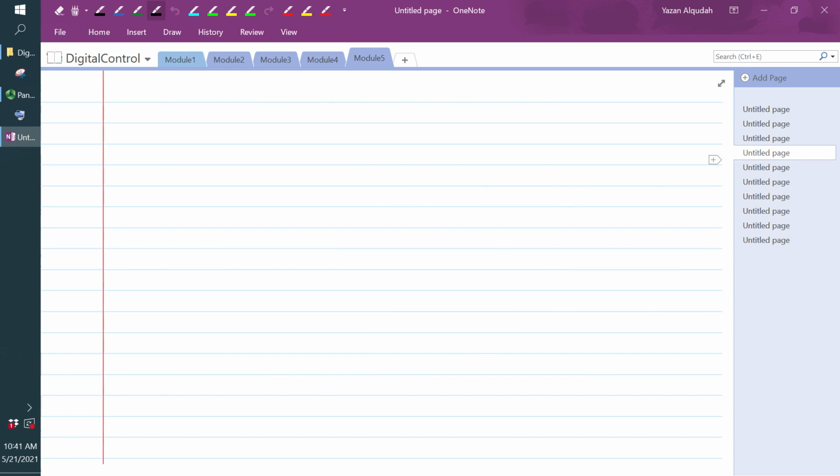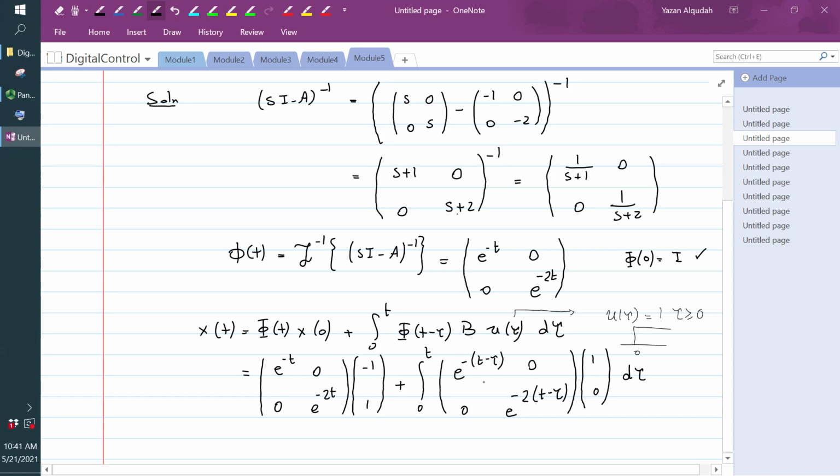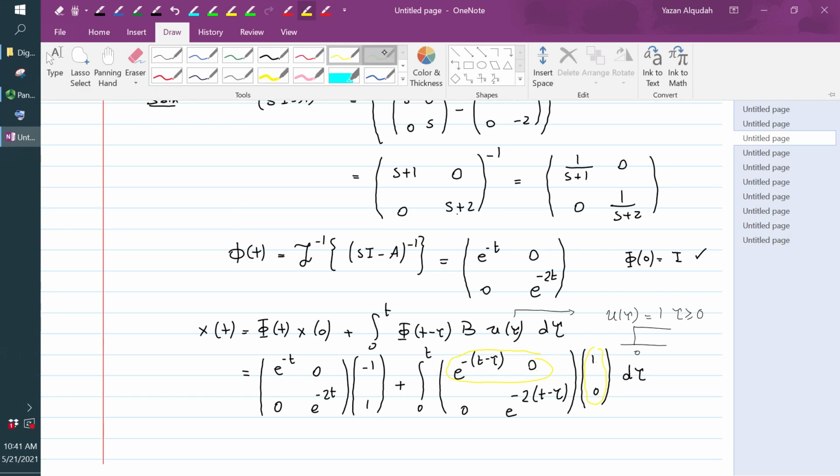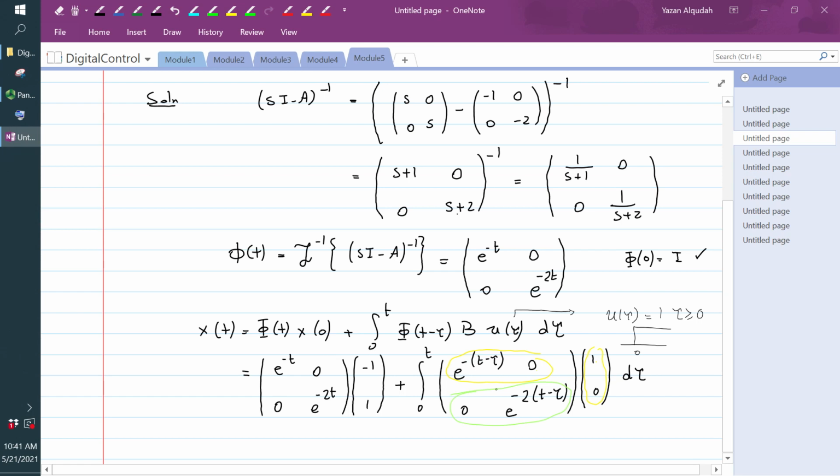Okay, so continuing, if I multiply this 2 by 2 matrix by this 2 by 1 matrix, I'm going to get a 2 by 1 matrix. The way we multiply it again is we take this row, multiply it by this column, this multiplied by this term, 0 multiplied by 0, and then I'm going to take this row and multiply it by this column. The 0 multiplied by the 1, e to negative 2t is going to multiply by a 0.